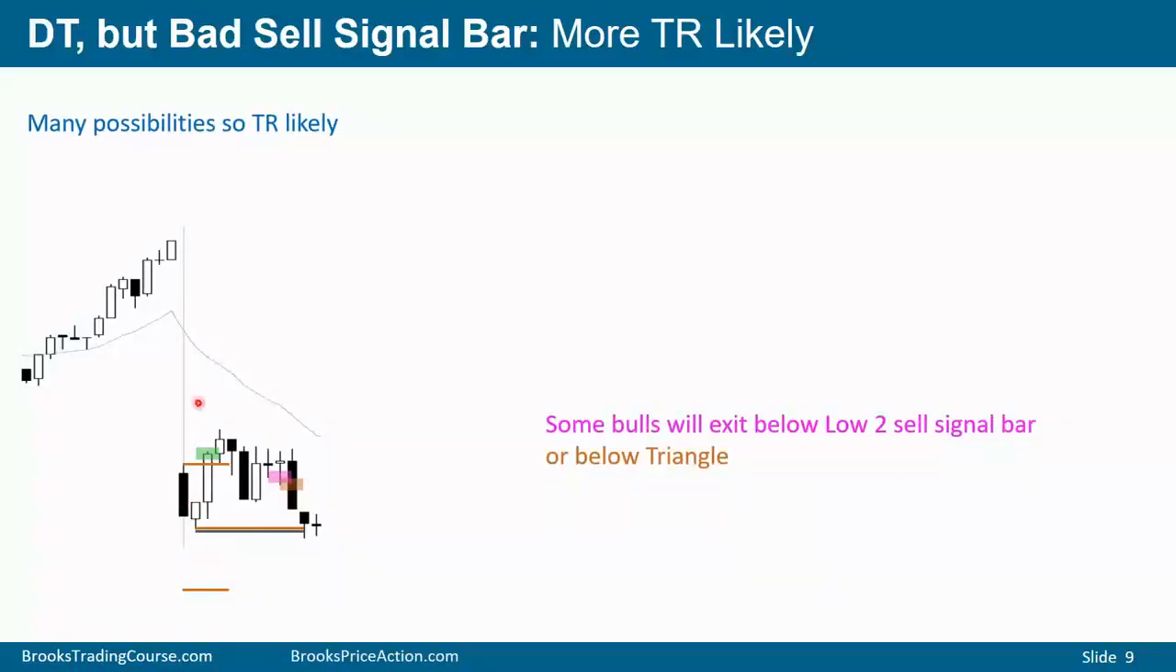We sold off, we rallied, we sold off, we rallied, we sold off. Multiple reversals, probably a trading range. Again, some bulls would exit on the low 2 triggering in a bear trend. We're below the moving average. Not a very good sell signal bar. More likely, we're going to go sideways. We have small bars, multiple reversals. It looks like the development of an early trading range.